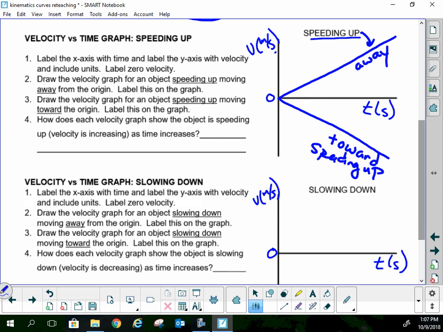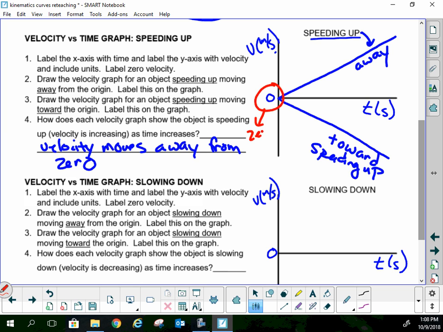Right? So notice that both of those graphs, as time goes on, get further and further from zero velocity. That's what question 4 is getting at. How does a velocity graph show the object is speeding up, meaning velocity is increasing as time increases? And that means that the velocity moves away from zero. What is this again? This is zero velocity, meaning it's stopped. It's not moving.